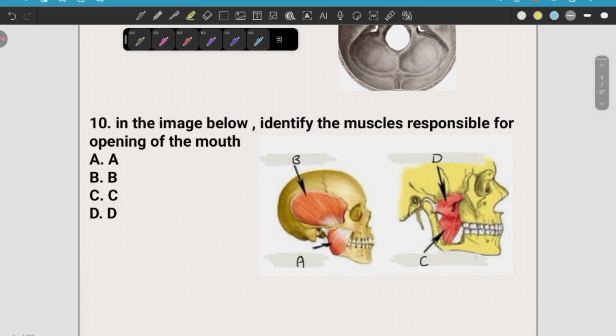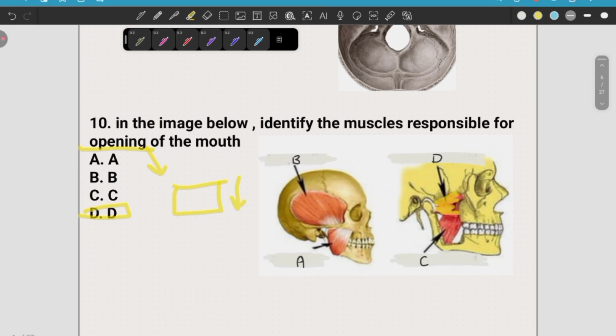Now coming to the 10th question. Identify the muscle responsible for the opening of the mouth. So we have discussed this question already. Opening of the mouth is by whom? Opening means it should depress the mandible. So which muscle depresses the mandible? That is the lateral pterygoid. Which is the lateral pterygoid here? It is marked by D. So here the answer is D.